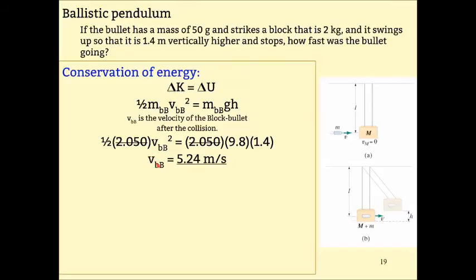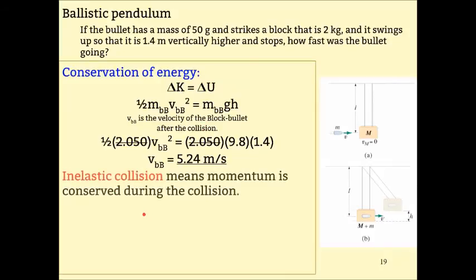So the initial velocity of this event was 5.24 meters per second. That happens to be the final velocity after the collision. So we're going to use that. We have an inelastic collision happening in the A picture, so this means the momentum is conserved during the collision. We can't use the energy. We can only use the momentum. But that's generally easier because the formulas are more simple.